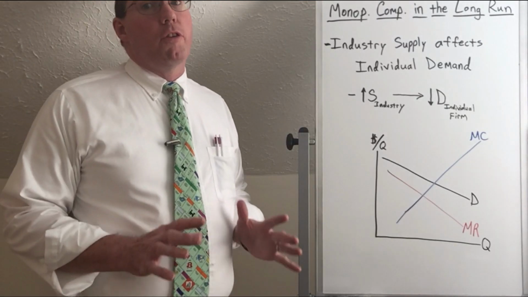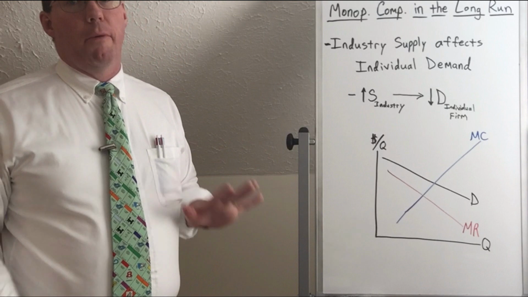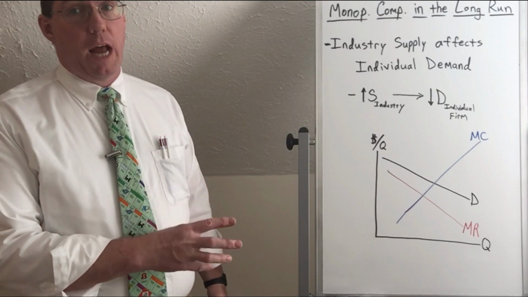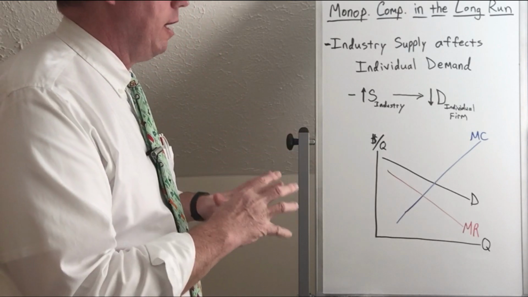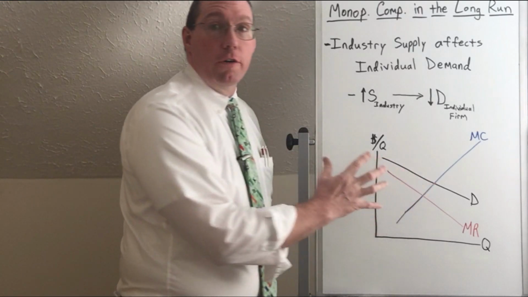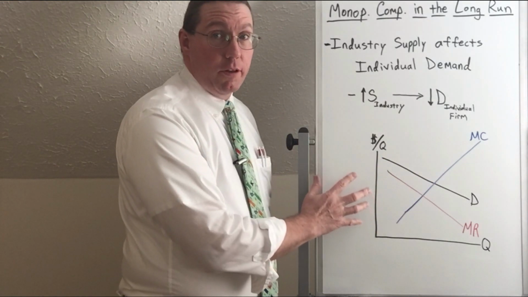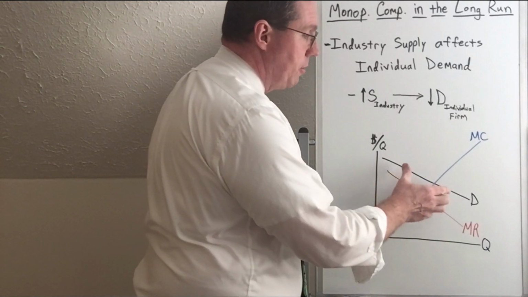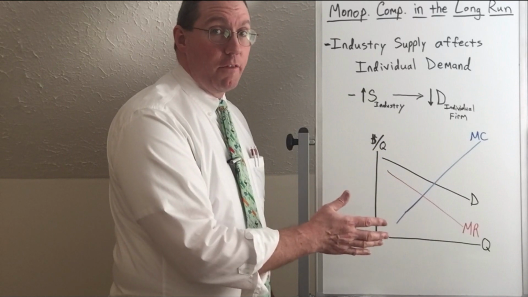All right, so now we're going to talk about monopolistic competition in the long run. Before I can really describe how the long run works for monopolistic competition, I first need to explain the idea of the demand curve shifting for an individual monopolistic competitor. Individual competitors can actually experience greater demand for their product or less demand for their product.